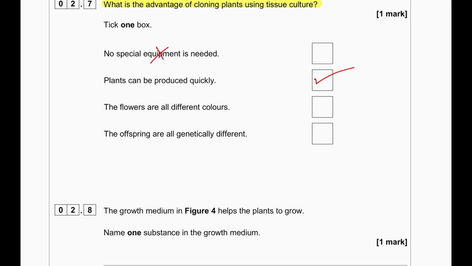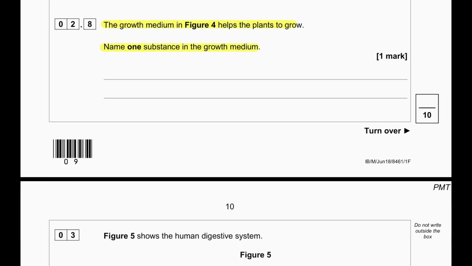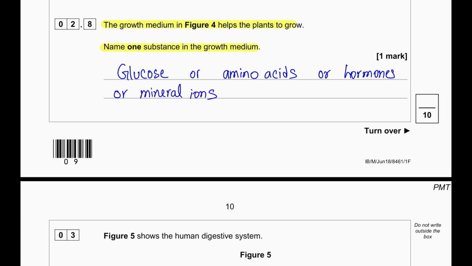The flowers are all different colors. No, cloning produces the same type of plant, so the flowers will be the same color. The offspring are all genetically different. Cloning produces genetically identical offspring. The growth medium in figure 4 helps the plant to grow. Name one substance in the growth medium. The growth medium must provide the plant with a source of energy. So the growth medium should contain things like glucose or amino acids, and also hormones along with mineral ions and vitamins for proper plant growth.